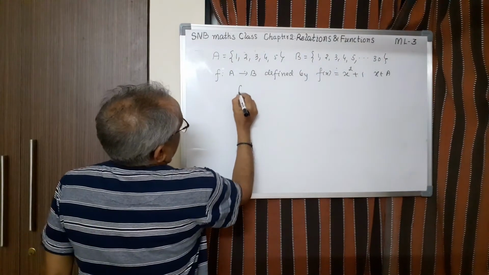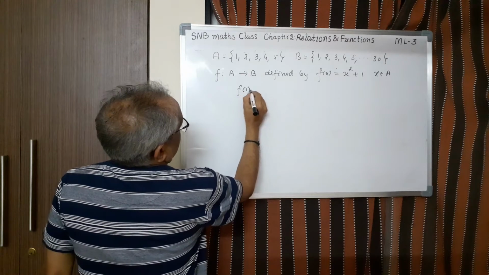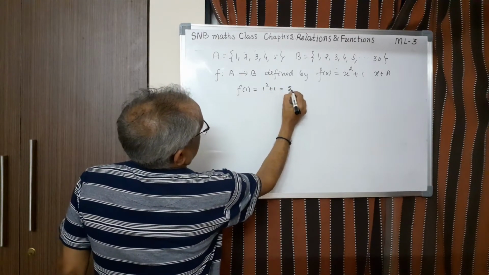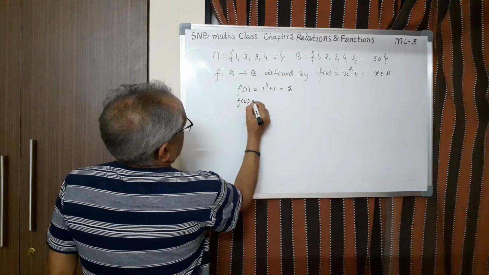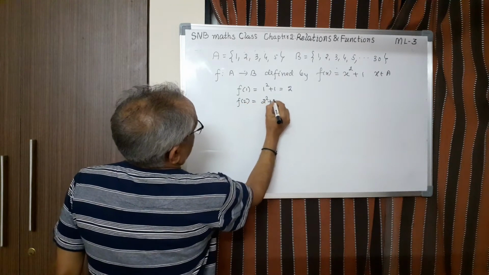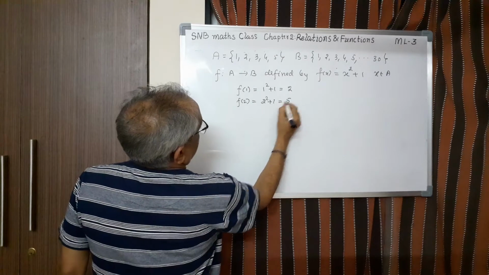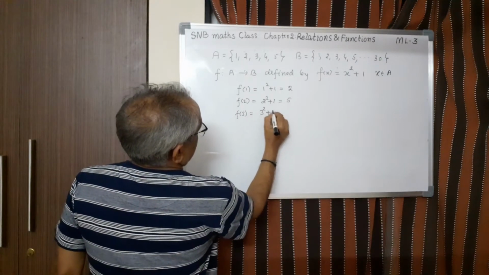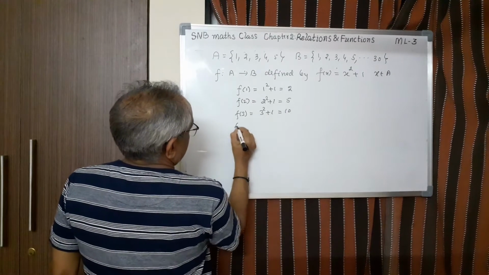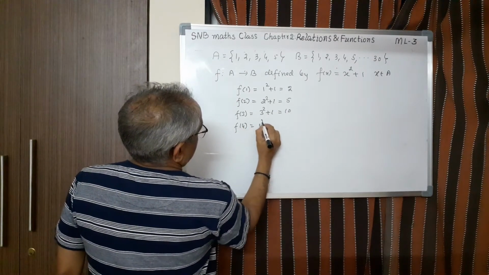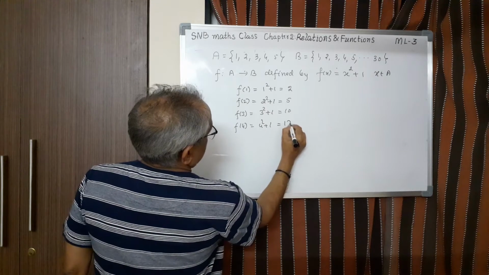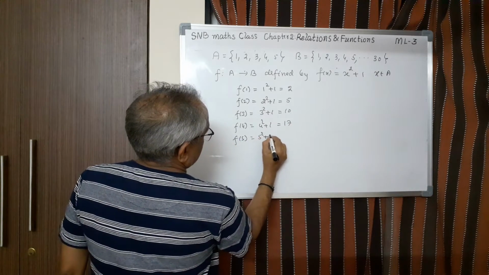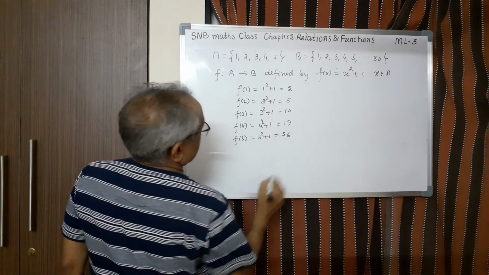I have to find now f of 1. This is 1 square plus 1. This is 2. And f of 2, this is 2 square plus 1. This is 5. And f of 3 is 3 square plus 1, 10. Then f of 4, 4 square plus 1, this is 17. And f of 5, 5 square plus 1. This is 26.